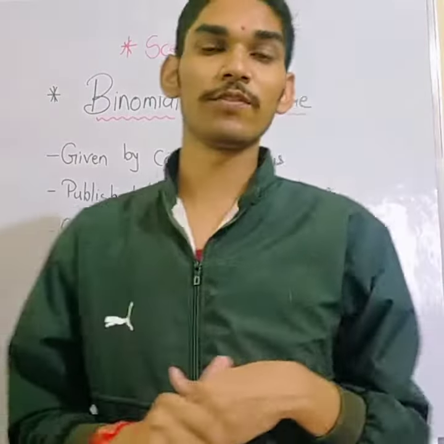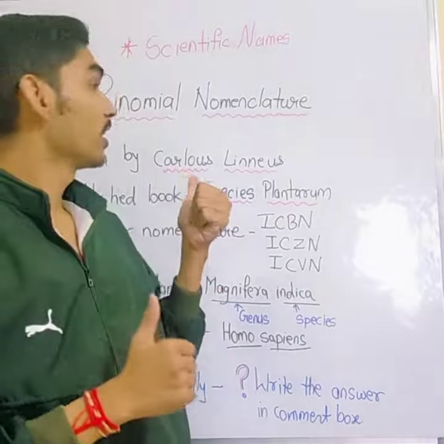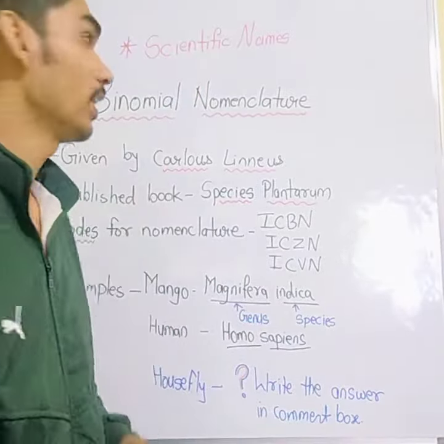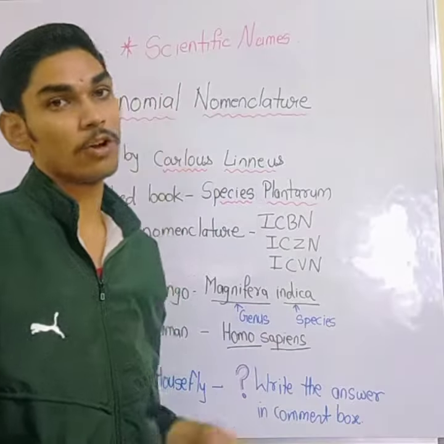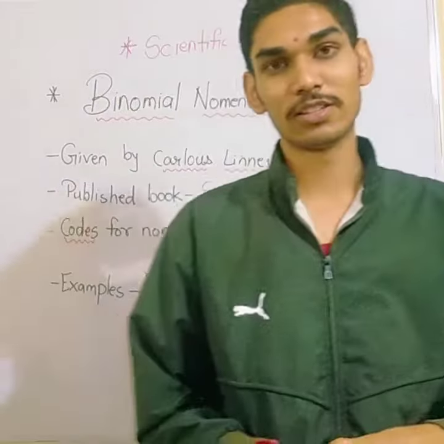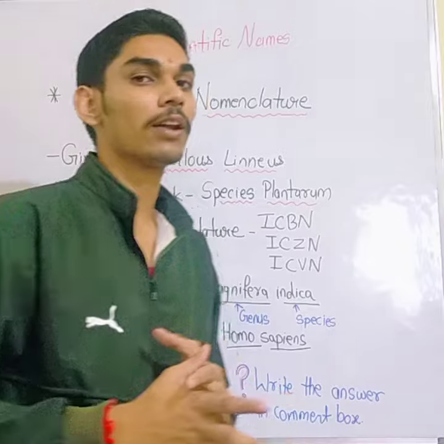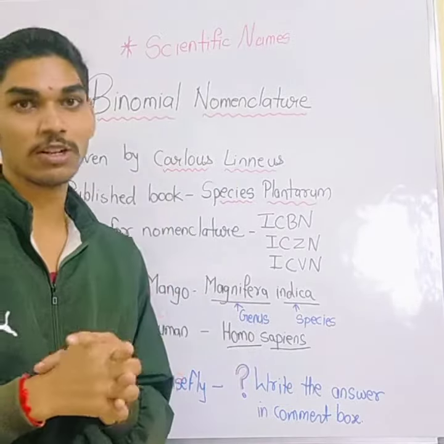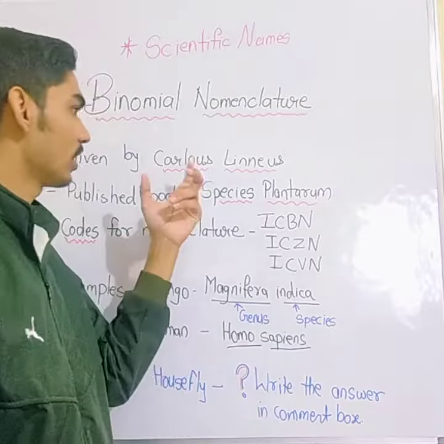Hello everyone, today we are going to learn about scientific names. How are scientific names given? For that there is binomial nomenclature. Binomial nomenclature, in the sense, we are writing the scientific names using two words, that's why it is referred to as binomial nomenclature. It was given by the scientist Carolus Linnaeus.